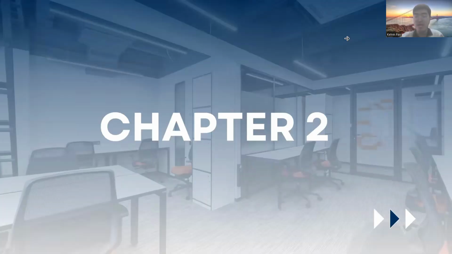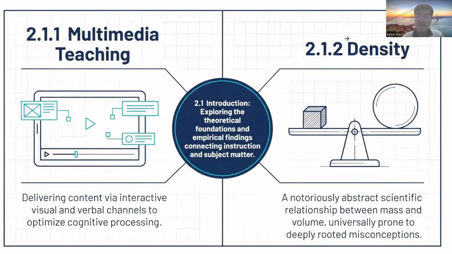And next, we will move to Chapter 2, the literature review. First is multimedia teaching. Multimedia teaching refers to the integration of text, images, video, and animation in the teaching process. It allows information to be presented in multiple formats, making learning more interactive and engaging. For example, animation can demonstrate the floating and sinking behavior of objects, while videos can show real-life applications of floating and sinking.